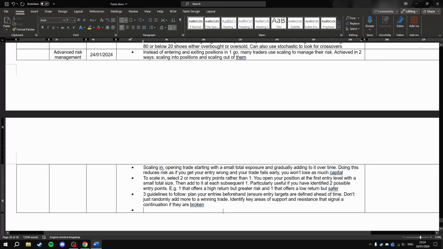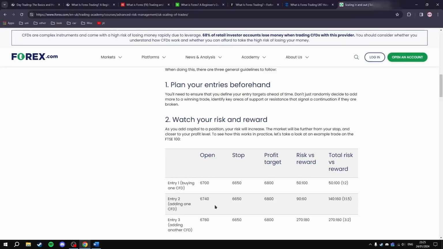What's your risk and reward? As you add capital to a position, your risk will increase because you will risk losing more money. The market will be further from your stop and closer to your profit level.